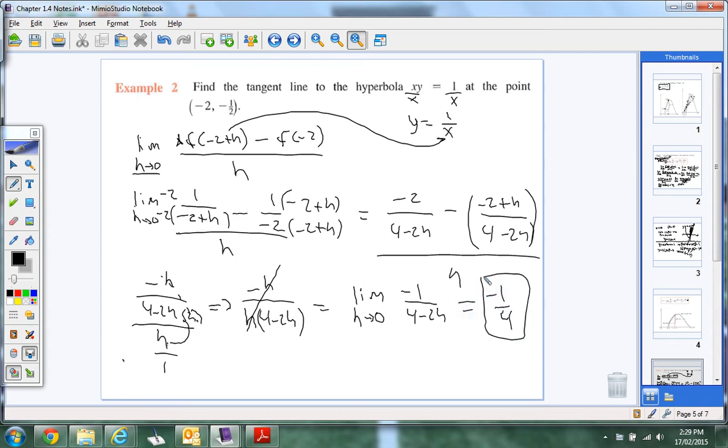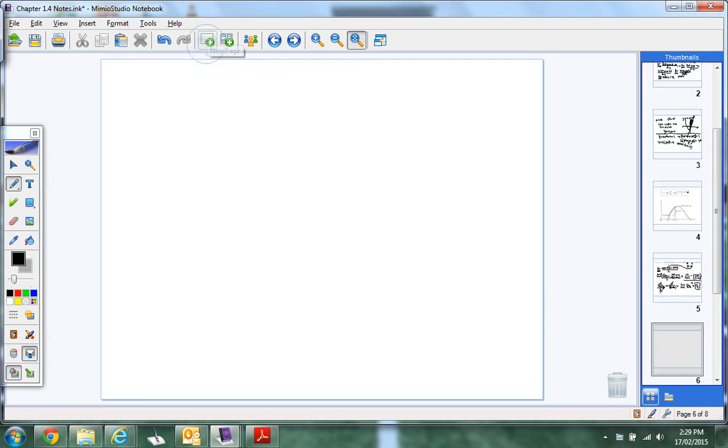Negative 1/4. Okay, so let's think about this. What does that mean? That's the slope. Okay, on this one, it said just find the tangent. Oh, no, it says find the tangent line, so we need to find the slope. Yeah, we got to keep going here. Okay, all right, so let's finish this out. So we got our slope is negative 1/4.